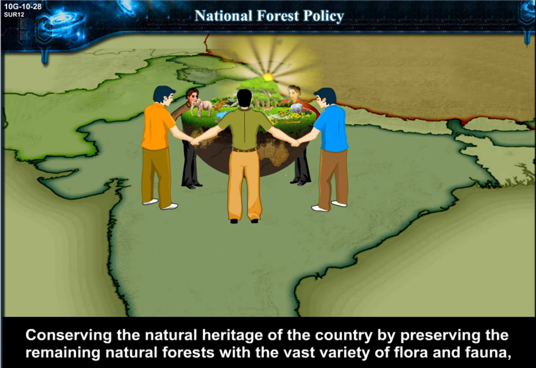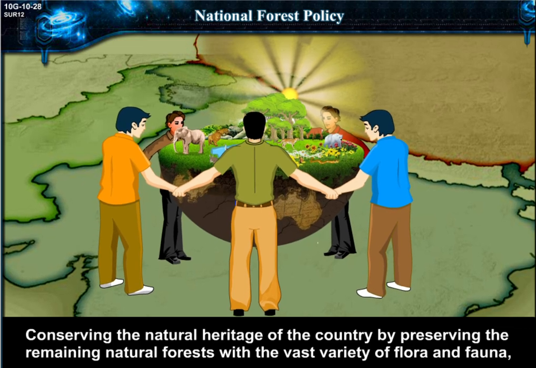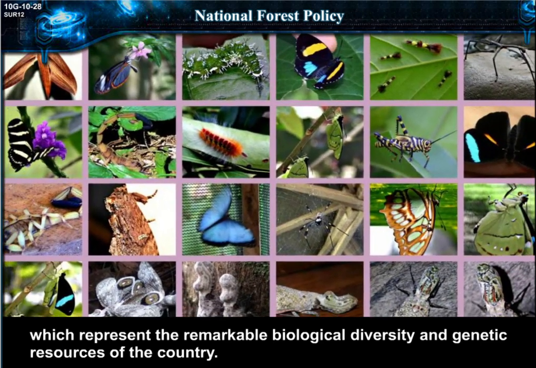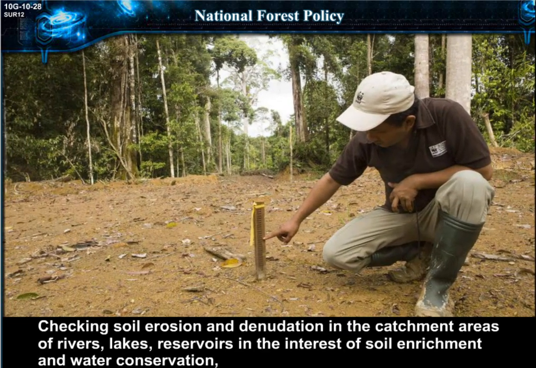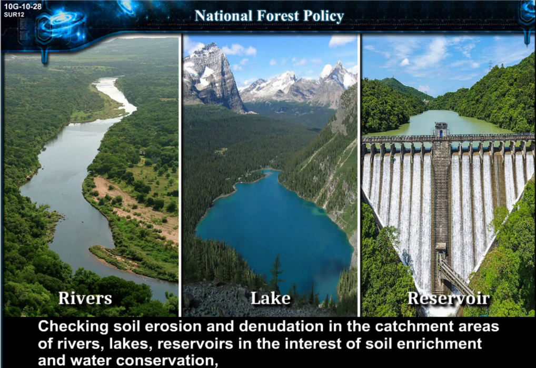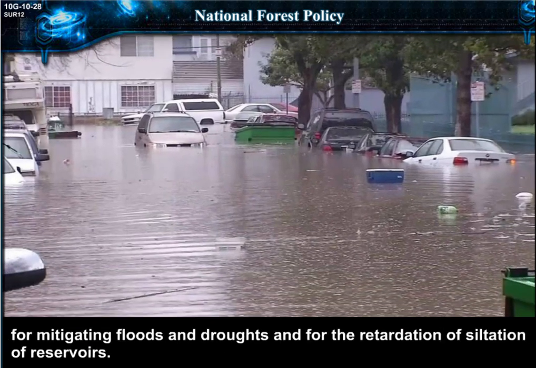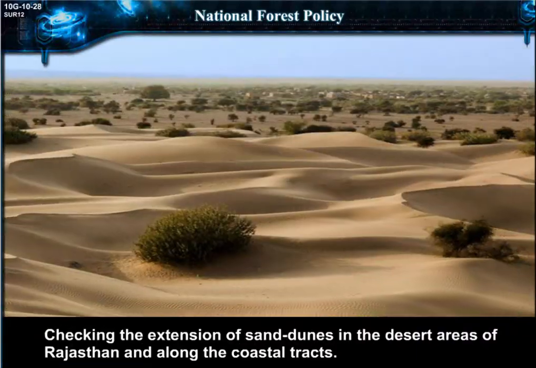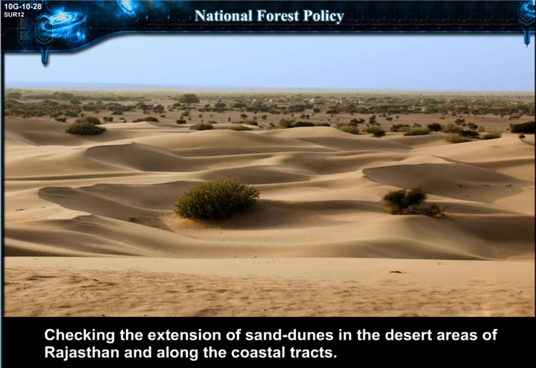Conserving the natural heritage of the country by preserving the remaining natural forests with a vast variety of flora and fauna which represent the remarkable biological diversity and genetic resources of the country. Checking soil erosion and denudation in the catchment areas of rivers, lakes, reservoirs in the interest of soil enrichment and water conservation, for mitigating floods and droughts, and for the retardation of siltation of reservoirs. Checking the extension of sand dunes in the desert areas of Rajasthan and along the coastal tracts.